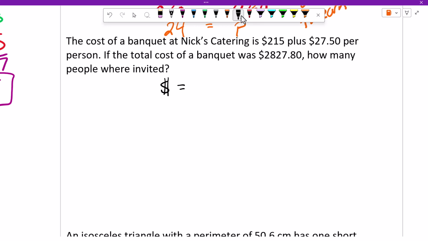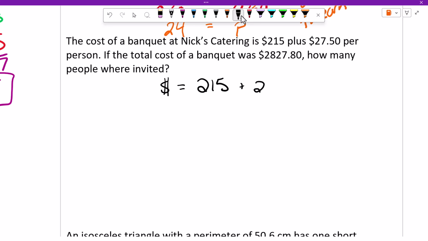Like you have a fee for just renting the room, right? And this place here, Nick's Catering, goes, this is a pretty cheap room. They're only charging $215 to have that room. But then they're also going to charge you per person, right? That's usually for the cost of food and cleaning up and all that kind of stuff, decorating. And they're going to charge you $27.50 for every person.